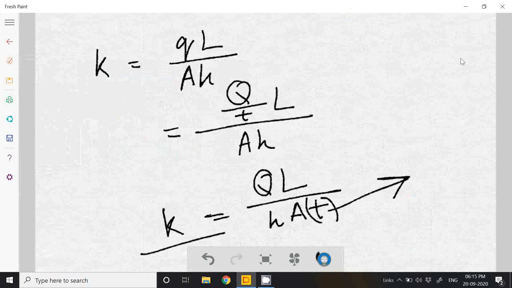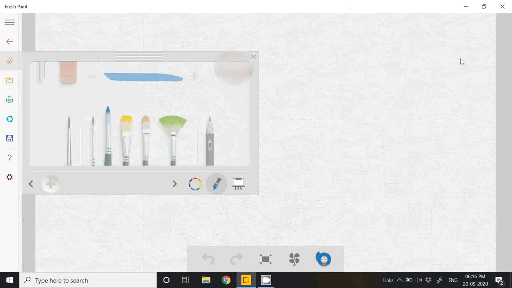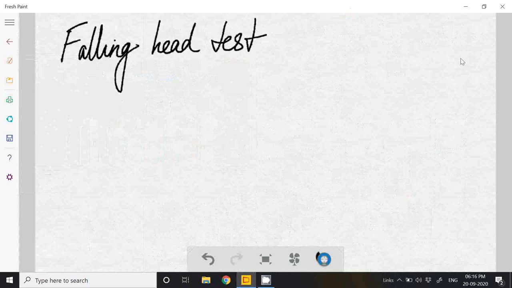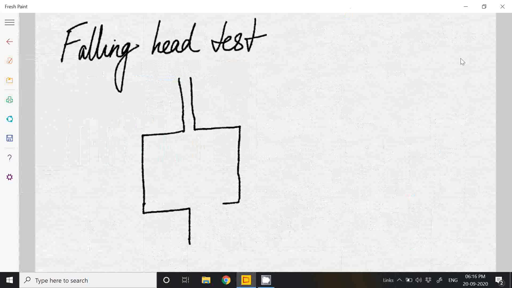So this is how the constant head test is done. Okay, so next let us go to the falling head test. In the falling head test, the diagram is pretty simple compared to the constant head test.